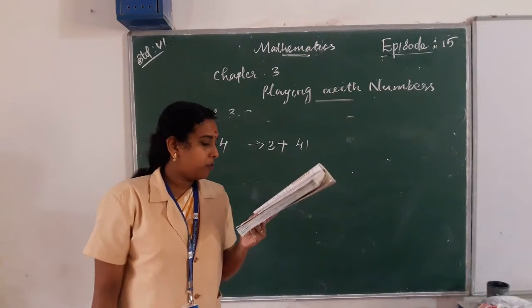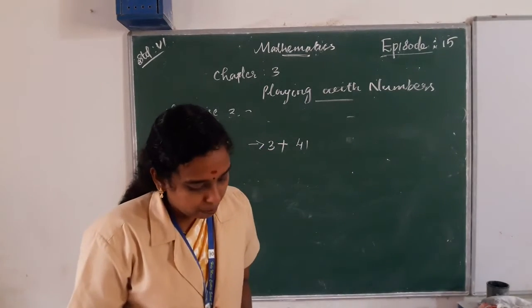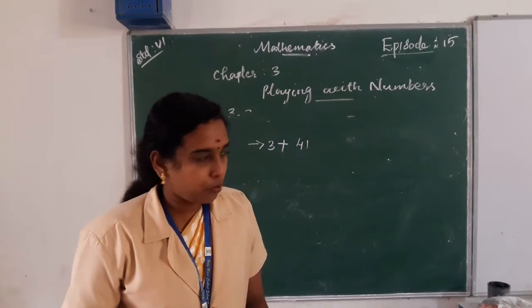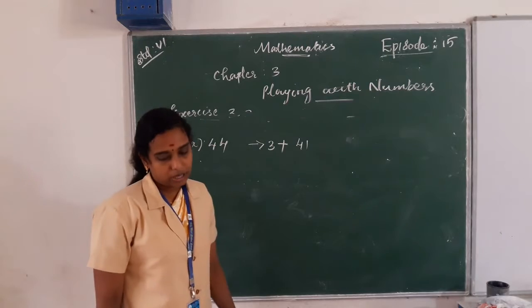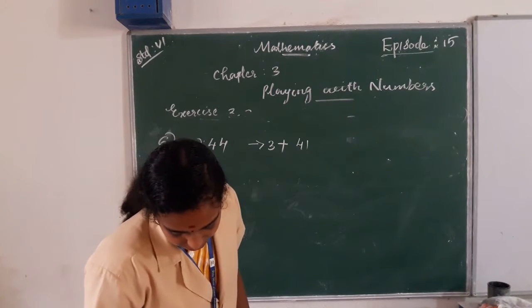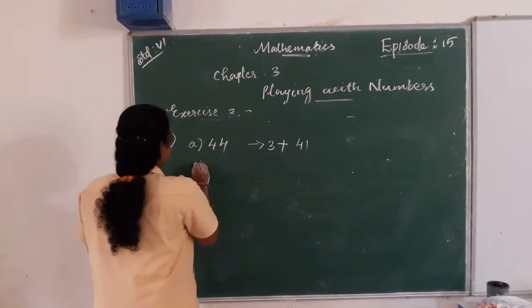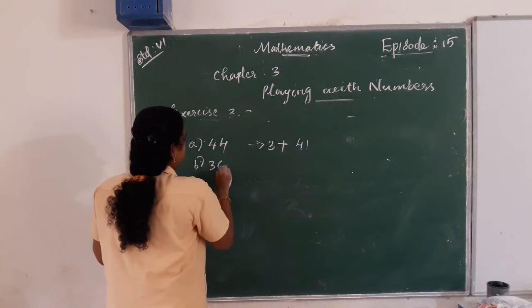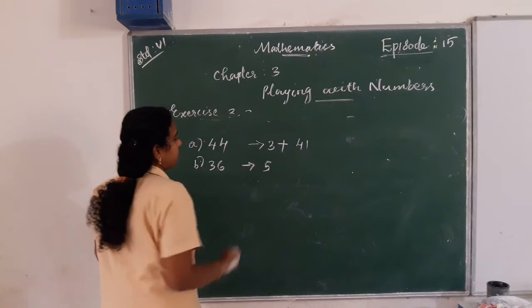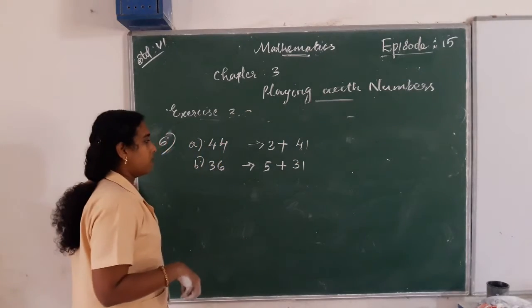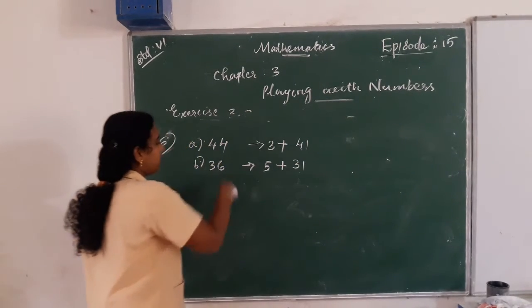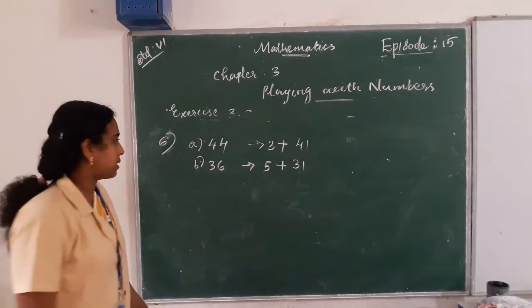So 44 can be expressed as the sum of two odd numbers as 3 plus 41 is equal to 44. Then the next number is 36. That is 5, which is an odd number, plus 31. 31 is also an odd number. So 5 plus 31 we get 36.